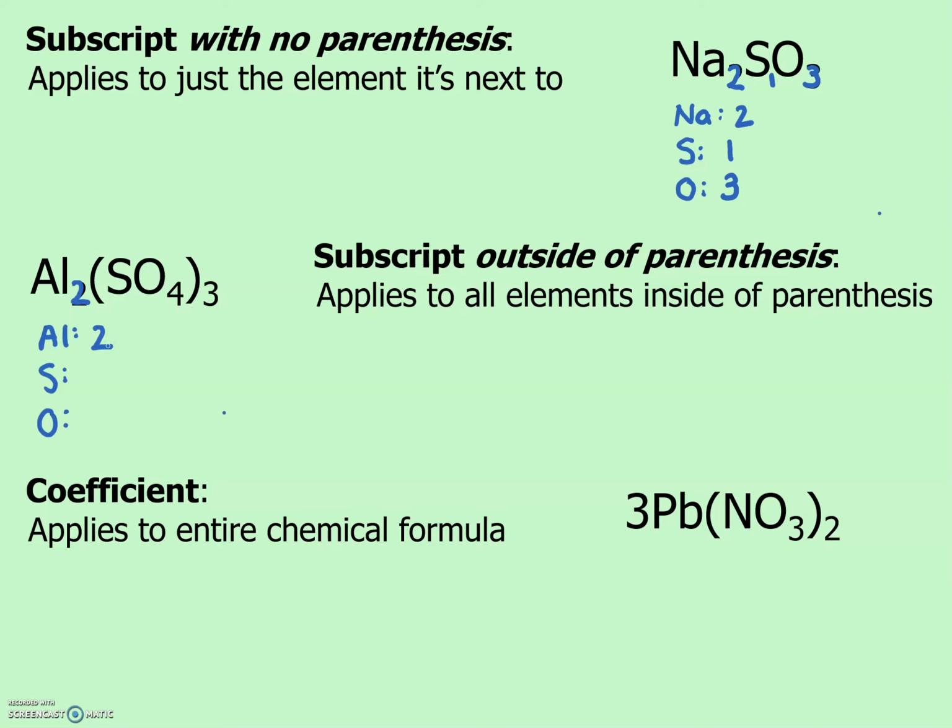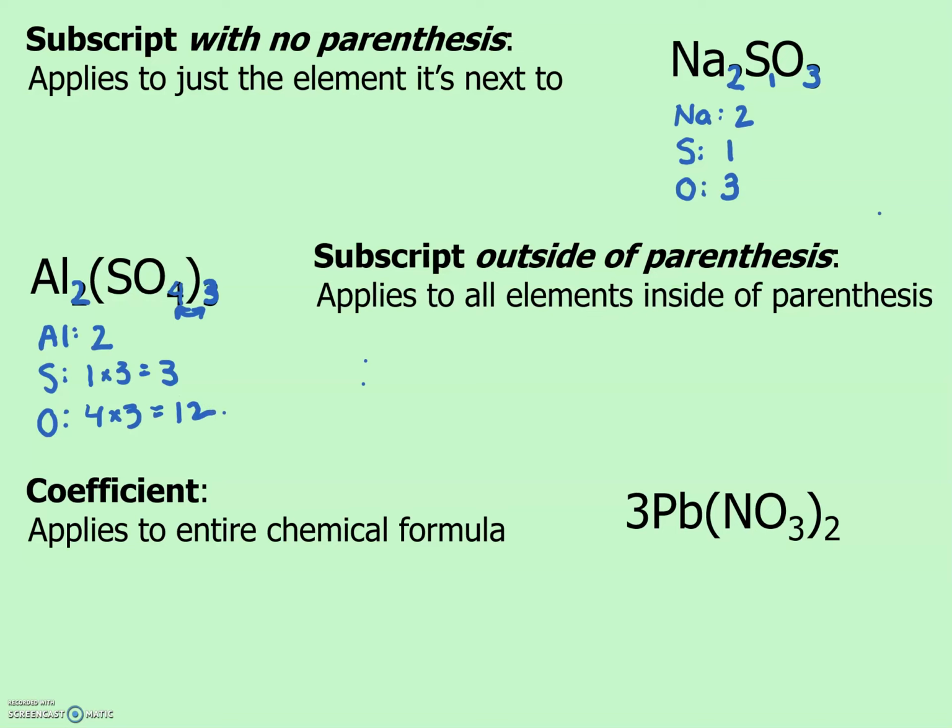Sulfur is on the inside of the parentheses, and normally we would say that has that implied 1, but we have that 3 as a subscript on the outside. So what we have to do is multiply the 1 sulfur inside by the 3 that's on the outside. So that becomes 1 times 3, which is actually 3 atoms of sulfur. And same goes with the oxygen. Right now we have a 4 on the inside, but we have that 3 on the outside that applies to the 4 as well. So that becomes 4 times 3, which means we actually have 12 oxygen atoms here.